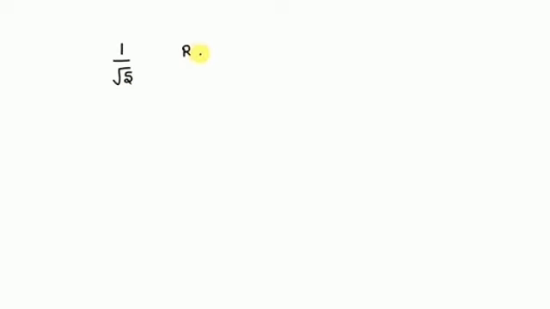Okay student, today we will try to learn rationalization. Rationalization of the denominator means making the denominator a rational number. As you can see here, 1 by root 5. Here, root 5 is an irrational number because the root of any non-perfect square number is irrational. And when we make it a rational number, this is called rationalization.